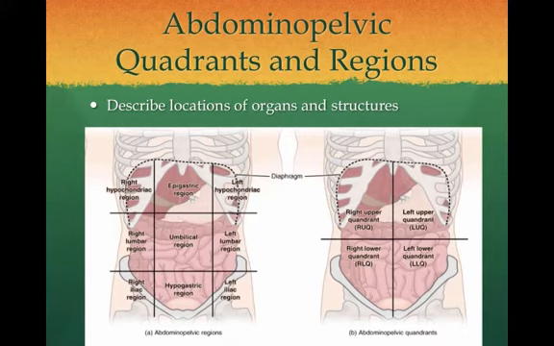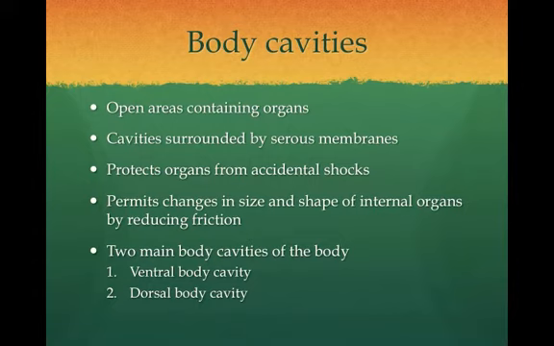Or a health professional may describe the pain a patient is having from appendicitis in the right lower quadrant, whereas a scientist may describe the diseased appendix as being in the hypogastric region. The body contains several body cavities, which are open areas containing an organ or organs that are surrounded by a serous membrane.